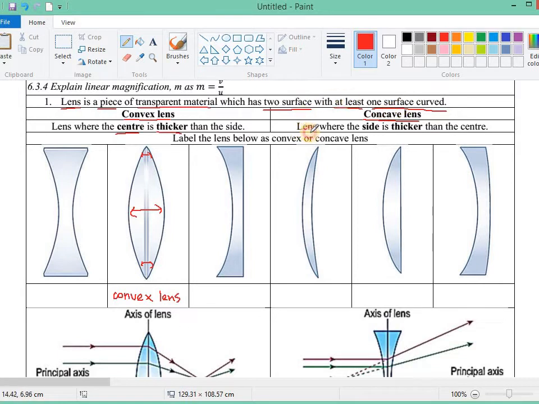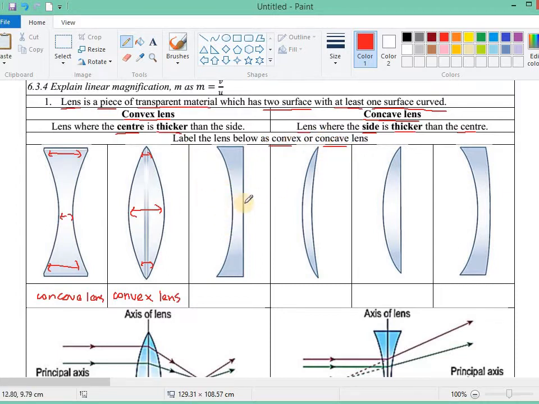Concave lens is the lens where the side is thicker than the center. So for example, this one, the side is thicker than the center. So this is a concave lens. Okay, so this one, label the lens below as convex or concave.